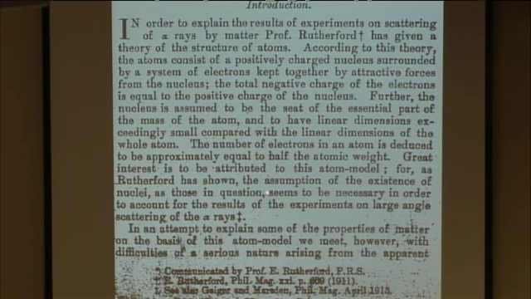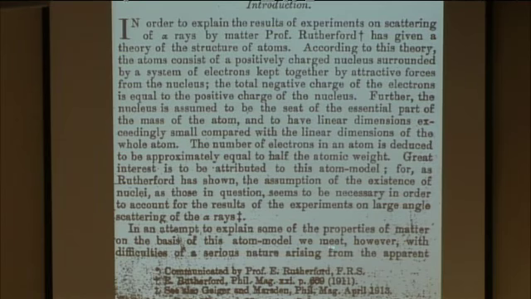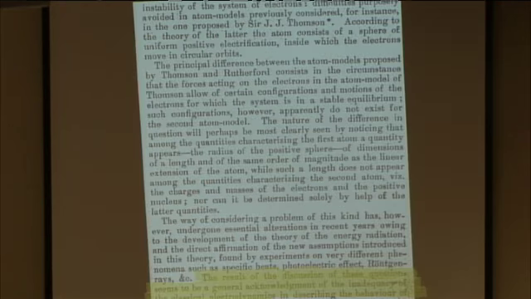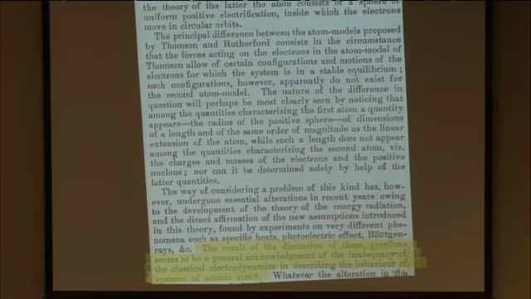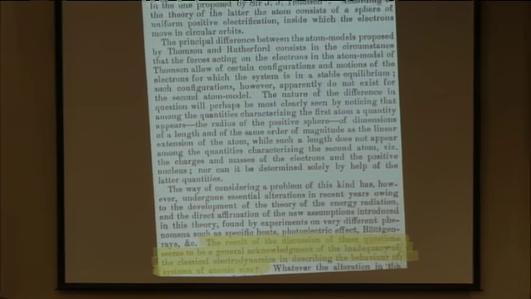For as Rutherford has shown, the assumption of the existence of nuclei as those in question seems to be necessary in order to account for the results of the experiments on large-angle scattering of the alpha rays. Another footnote, Geiger and Marsden. Geiger and Marsden published their results in this journal. In an attempt to explain some of the properties of matter on the basis of this atom model, we meet, however, with difficulties of a serious nature arising from the apparent instability of the system of electrons, difficulties purposely avoided in atom models previously considered, for instance, in the one proposed by Sir J.J. Thomson.